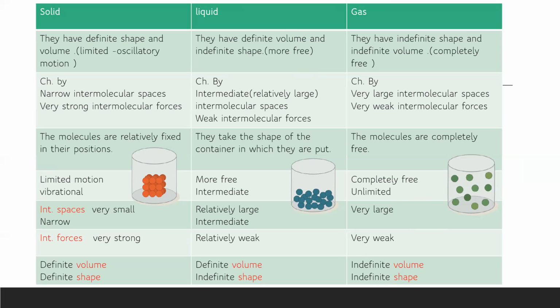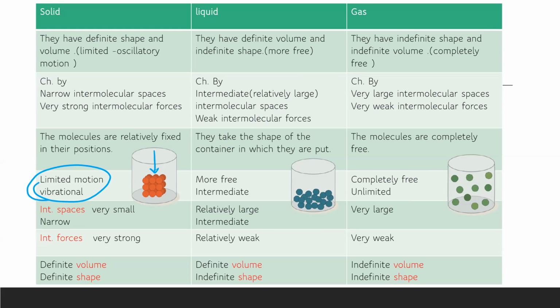How about the intermolecular spaces in solid? Are they wide or narrow? Big or small? Small. Yes, very good. They have narrow or very small intermolecular spaces and very strong intermolecular forces. That's why they have definite shape and volume. That's also why they have limited vibrational motion. They can't move freely. Why? Because of the very strong intermolecular force and narrow intermolecular spaces, so the molecules are relatively fixed in position. About the spaces, they are very narrow, and the forces are very strong.